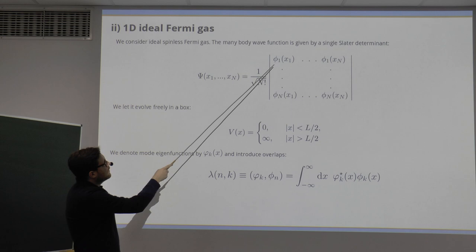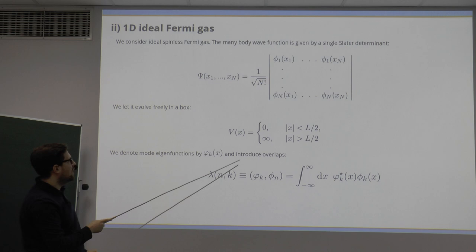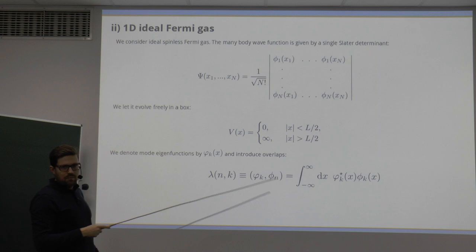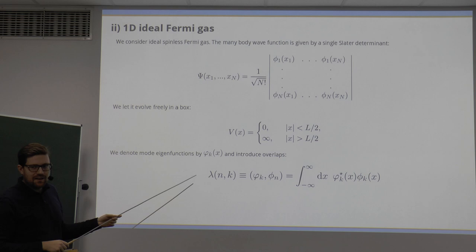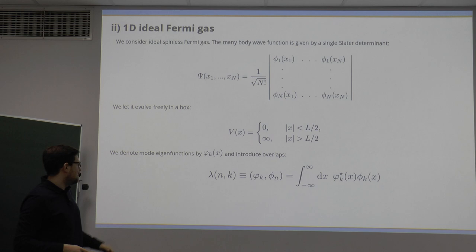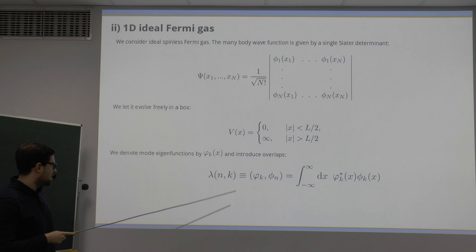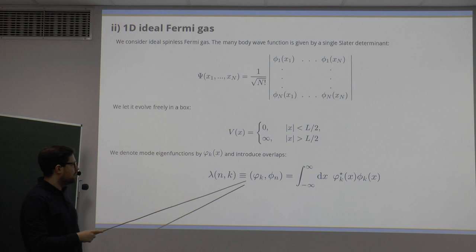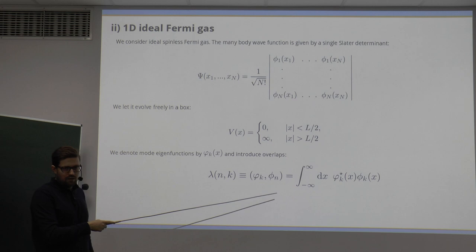I will denote it by the big phi with the subscript small n, and the small n will denote each of the orbitals. And we put it in the box with the width of L, and by small phi with the subscript k, I will denote the eigenmodes of the whole box, this box with the width of L. To clarify all the following expressions, I'm introducing the function lambda, which is just an overlap between the eigenmode of the whole box and the initial orbital of the gas. So this will be lambda of n and k.